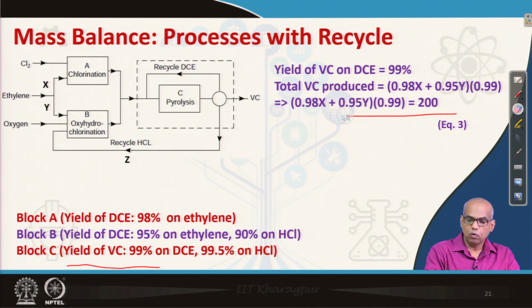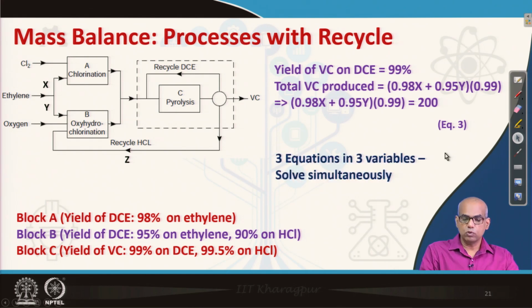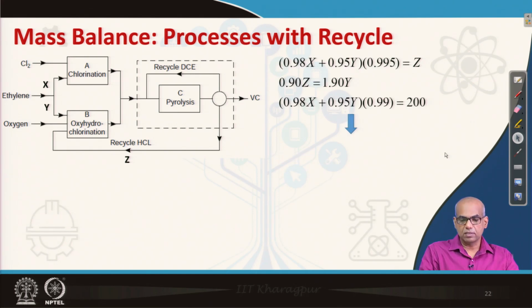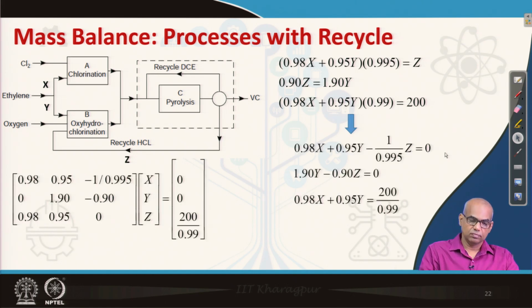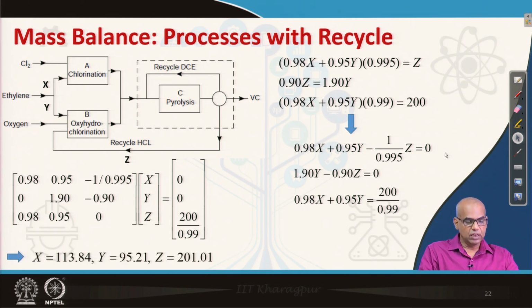So, now we have 3 equations and 3 variables x, y, z. It is easy to solve. We can solve simultaneously. We can write this equation in standard matrix form, like Ax equal to b, and you can also solve as A inverse b, which gives you x equal to 113.84, y equal to 95.21 and z equal to 201.01.